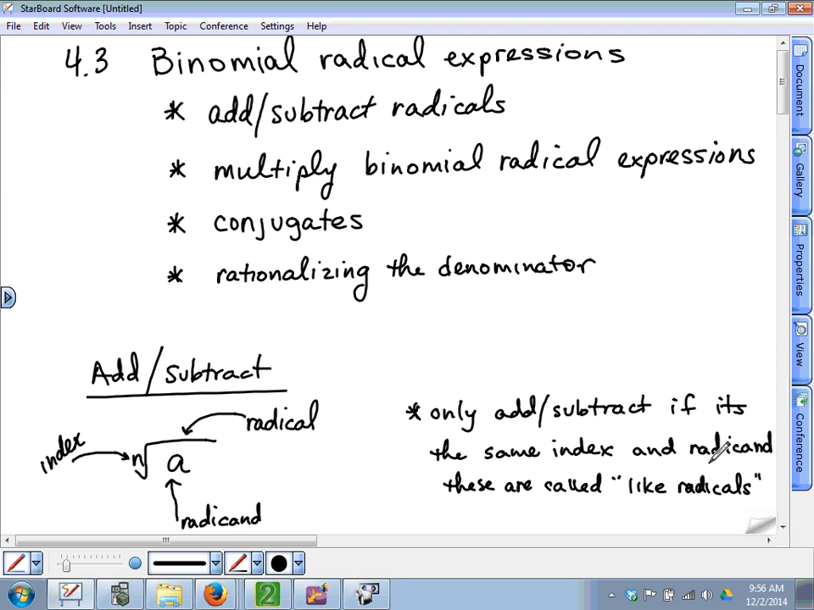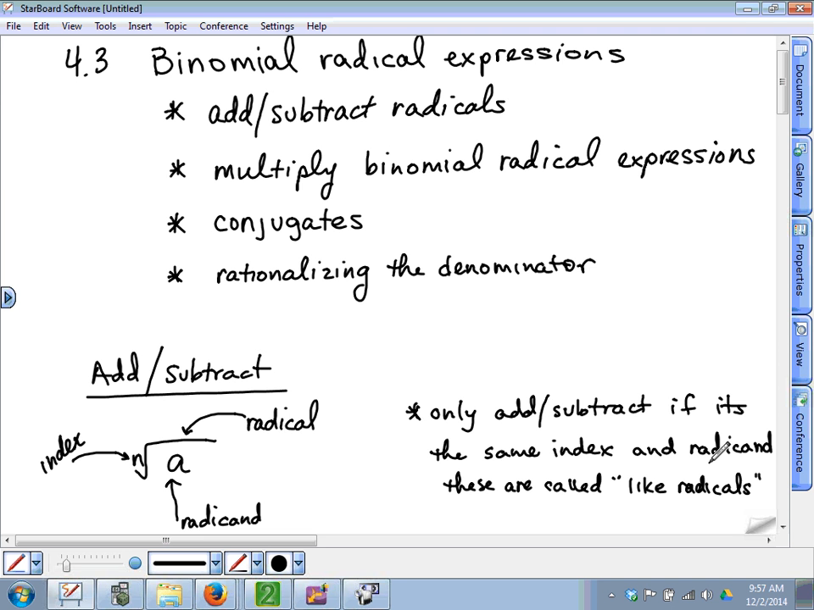It's very much like algebraic expressions. If I asked you to add 2x and 3x, what would you tell me? 5x, right? Because those are like terms. What about 2y plus 3y? What about 2x plus 3y? You can't add those together, right? Because they're not the same. It's the same with radicals.